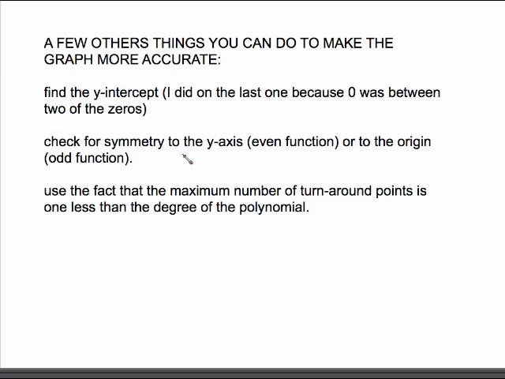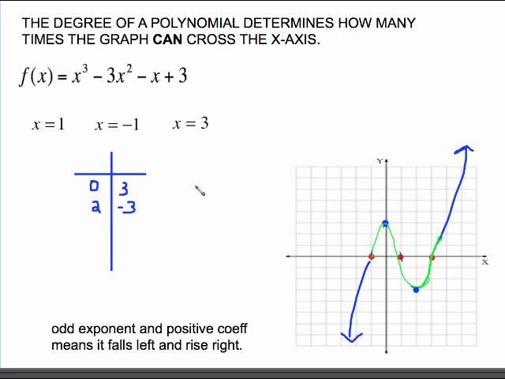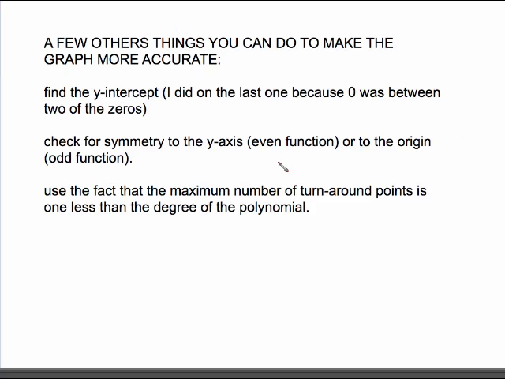You can also check for symmetry to the y-axis or to the origin. Neither one of those is true. To have y-axis symmetry, it must be an even function. This isn't even. To have origin symmetry, it must be an odd function. This is not an odd function. If you don't remember even and odd, look back at the video on even and odd. So I didn't bother with the symmetry idea.